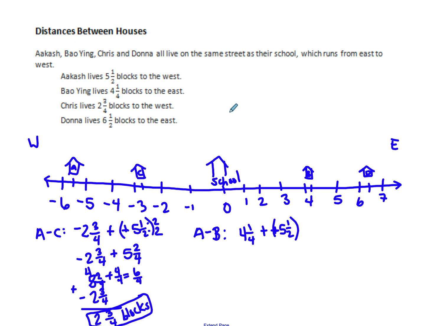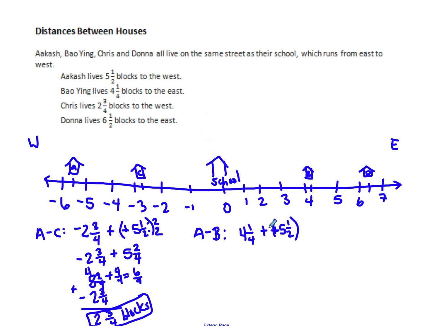And if you look at this picture, hopefully you can see how adding 2 positives would make sense. They're on different sides of the school. So you have 5 1/2 all the way to the school, plus another 4 1/2 blocks to get to Baoying's house. So that's why we're adding. They're on different sides of the number line. We did subtract with these, but it ends up being the same thing as adding 2 positives.